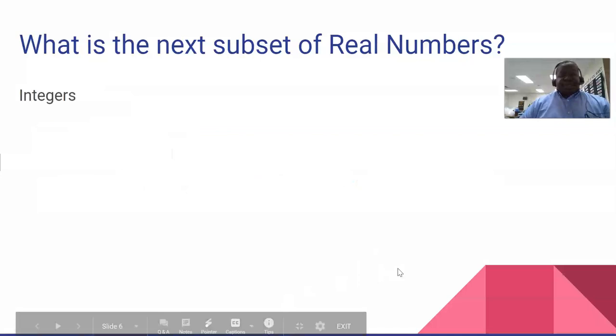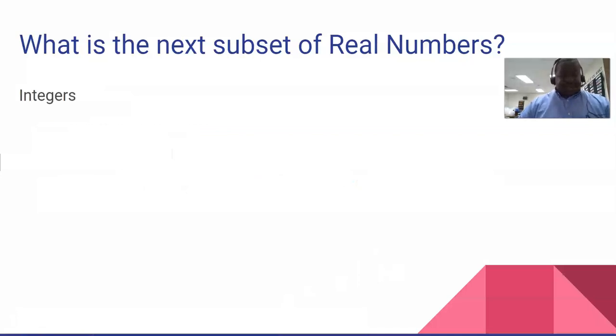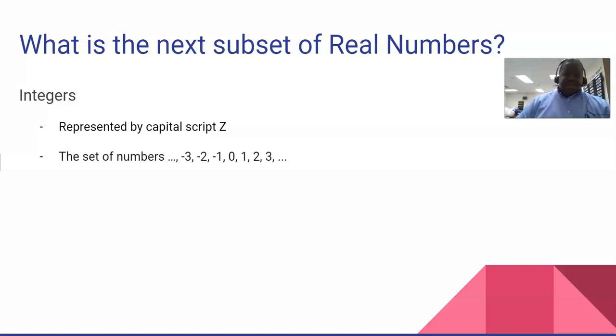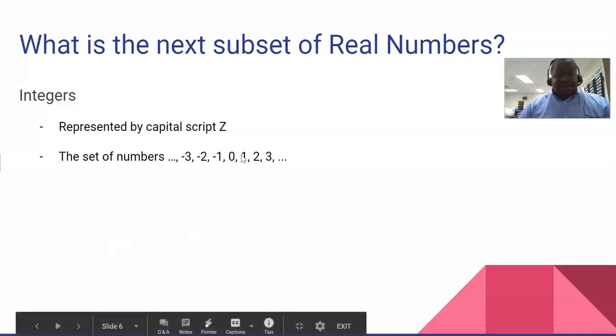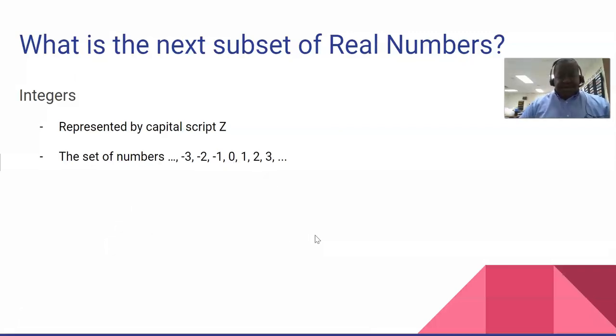The next subset of real numbers are the integers. Integers are represented by a capital script Z. It's the set of numbers. Think about the whole numbers, which is 0, 1, 2, 3, on and on that way, with positive numbers and then their opposites. So you have 1 and -1, you have 2 and -2, you have 3 and -3, and it goes on in that pattern in both directions forever.